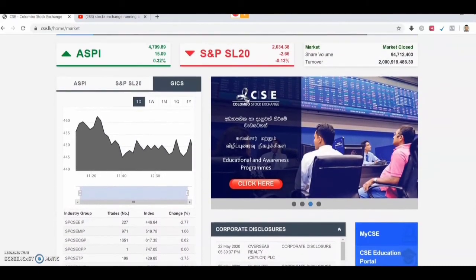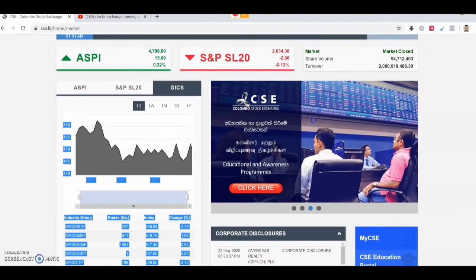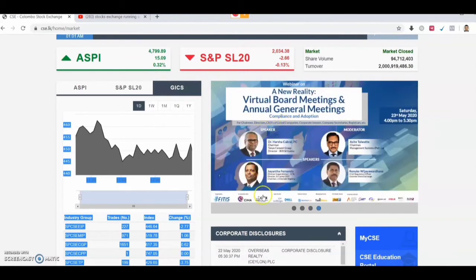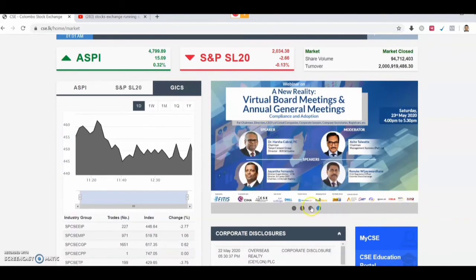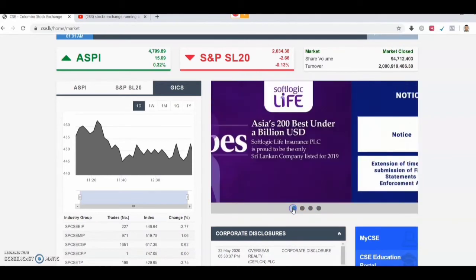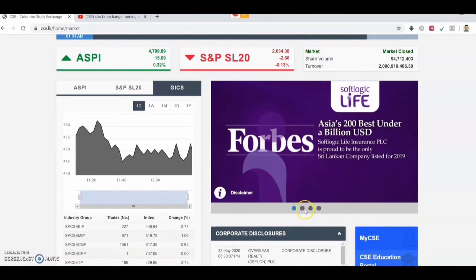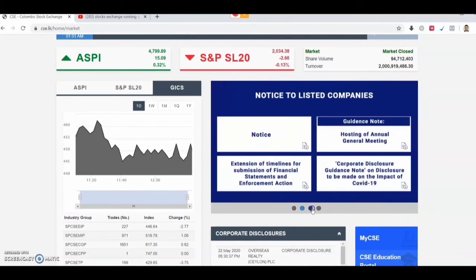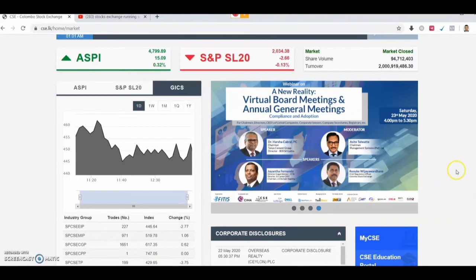Okay, and this area is the advertisement area. You can see there are 4 dots here, which means there are 4 advertisements in this area. The first advertisement is this, second, and likewise you have several advertisements over here. If you want to publish your company details also, you can pay CSE and publish your advertisement over there.